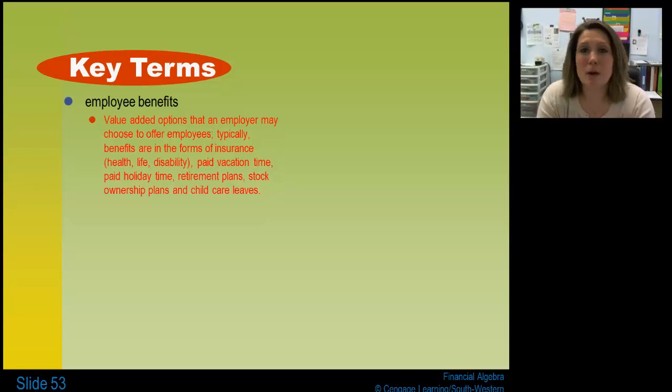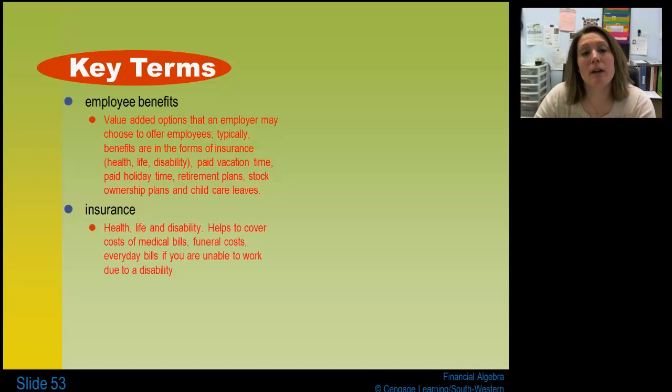Typically, these benefits are in forms of insurance, so you have your health insurance, your life insurance, your disability insurance. You can also end up with paid vacation time, paid holiday time, retirement plans, stock ownership plans, and child care leaves. Insurance. What is insurance? Well, you either have health, life, or disability, and it helps to cover costs of medical bills, funeral costs, or everyday bills if you are unable to work due to a disability.